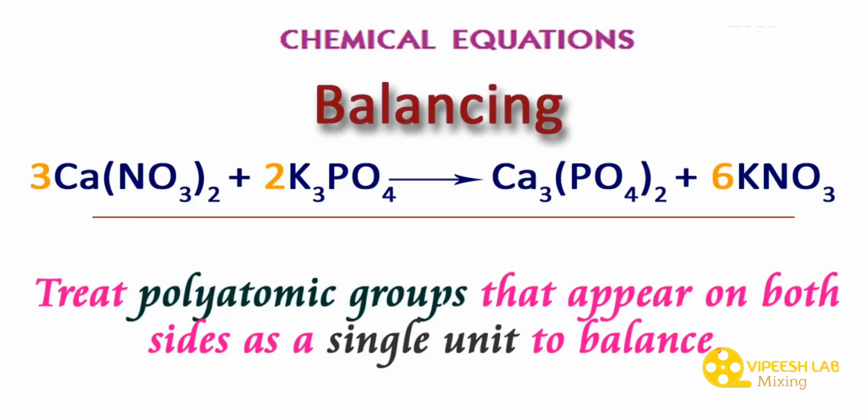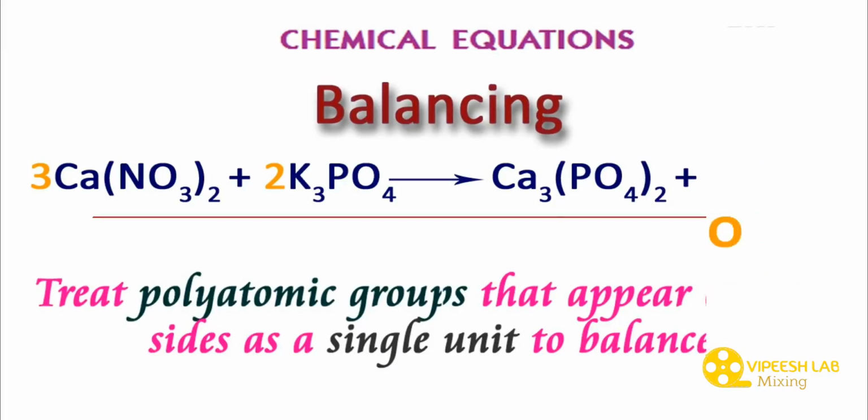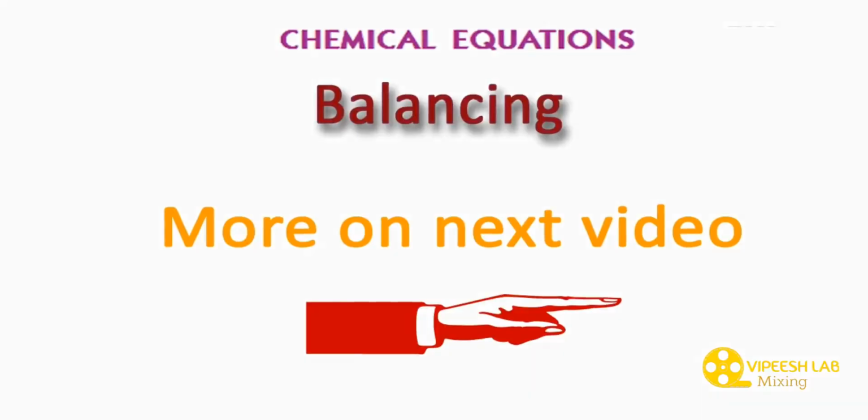So once again, the rule is: when polyatomic groups appear on both sides, they should be considered as a single unit to balance. And that's all for right now, we can see the next one next time.